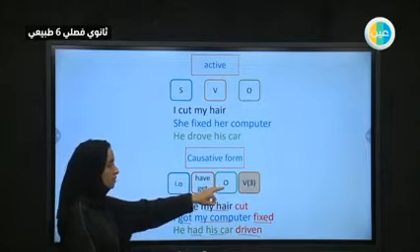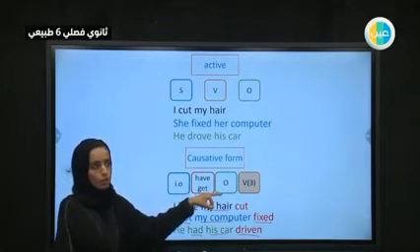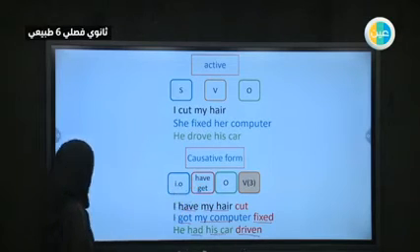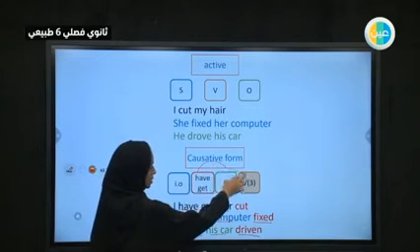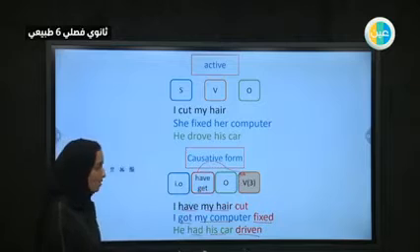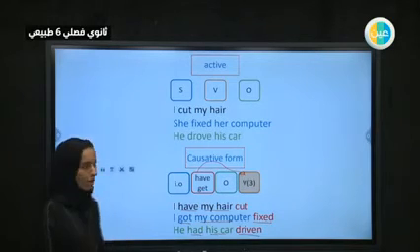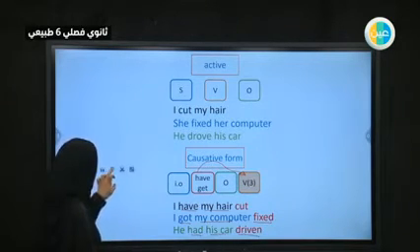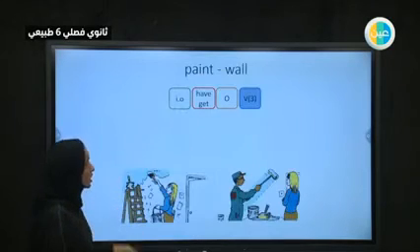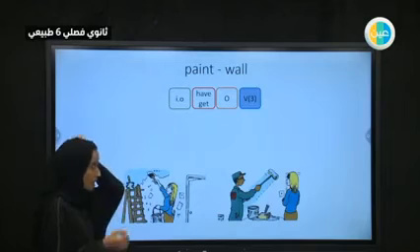The object is something that had been done for you, whether it is your hair, your computer, your nails, or whatever. Because we have "have" and "get", this one is going to change into verb number 3, because usually "have" will change the verb into the past participle. So let's continue here. So we have paint and we have the wall.